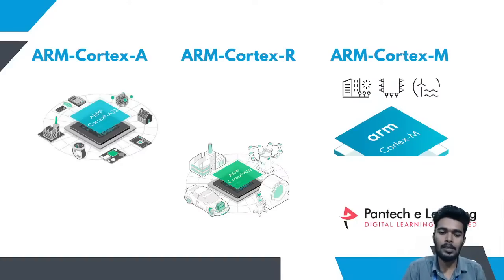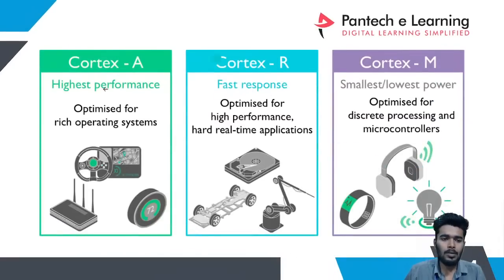They get a license from ARM, and they create their own IC. Whatever features they need, they can create themselves. That is what scalability is. Like that, we have three series: A, R, and M.